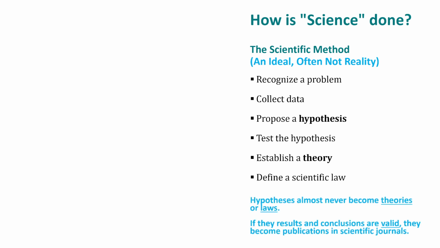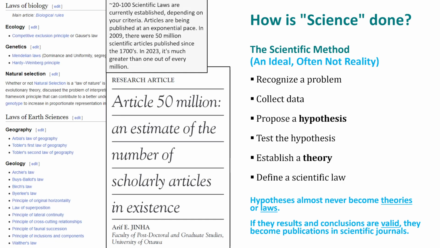The reason is because hypotheses of individuals almost never become theories or laws, and if results and conclusions are valid, typically they just become publications in scientific journals. One example of this is that there's only about 20 laws for natural sciences that aren't physics, chemistry, or math, and in 2009 there were about 50 million articles published in existence. So that would mean about 1 in every 2.5 million articles has ideas that eventually make their way into becoming some sort of theory or law.